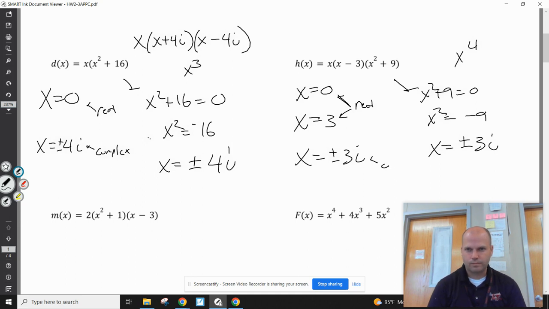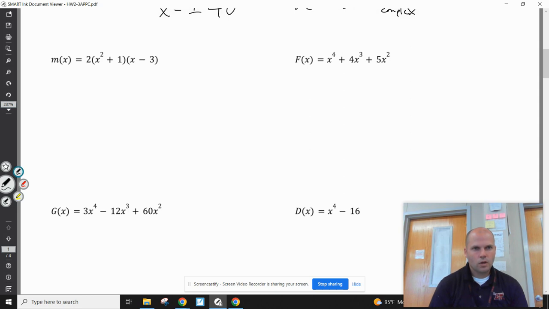Combining to be 4. Just because 2 is factored out does not mean x equals 0 is going to be a factor. You need an x out there. We have 1, 2, 3 x's. This is x cubed. We get a real one at x equals 3.